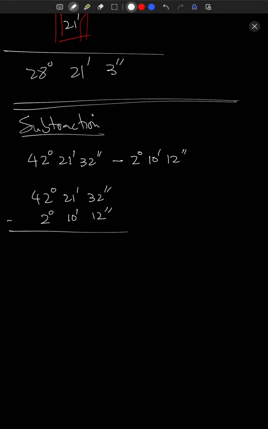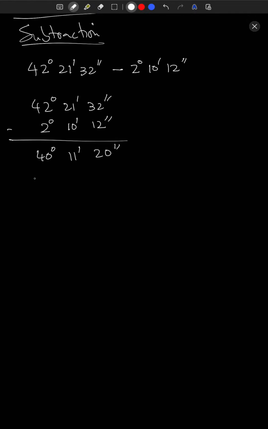Okay, so the idea is just as in elementary school, 32 minus 12, that's going to be 20. 21 minus 10, that's going to be 11. And then 42 minus 2 is going to be 40. All right, so no problem for this problem, right? However, of course, we know from subtraction that things can be a little more complicated. So let's look at that example, or an example of that.